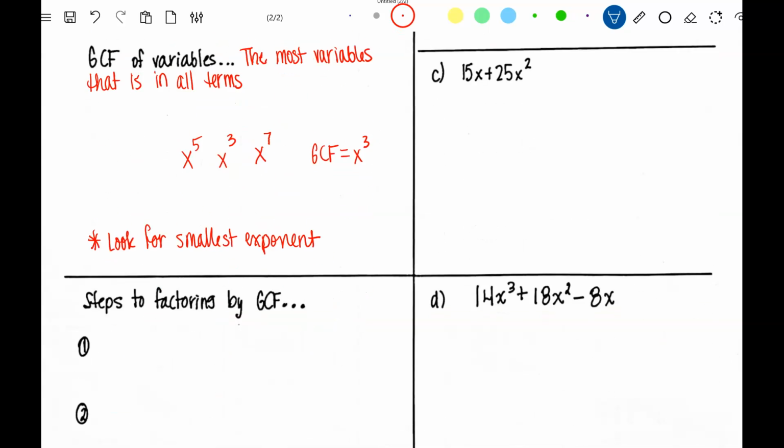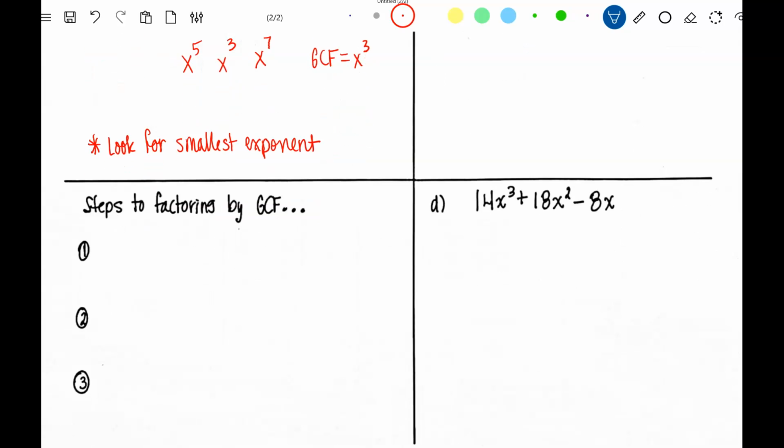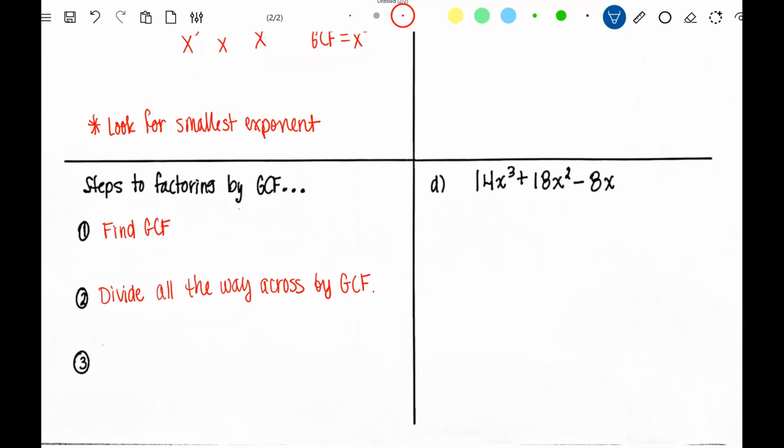Okay, so the steps for factoring by the greatest common factor is you first find the greatest common factor, and then we're going to divide all the way across by the GCF. Now when we distributed last week, we added the exponents on the variables. This time we're going to subtract the exponents on the variables.